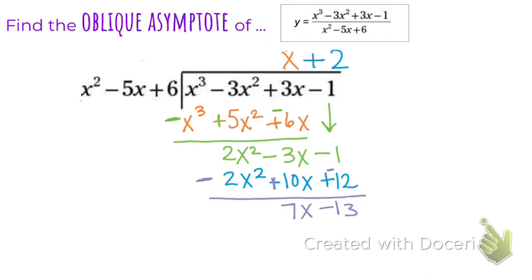All we care about is what the answer is here. This is our oblique asymptote. Our oblique asymptote would be at y equals x plus 2.